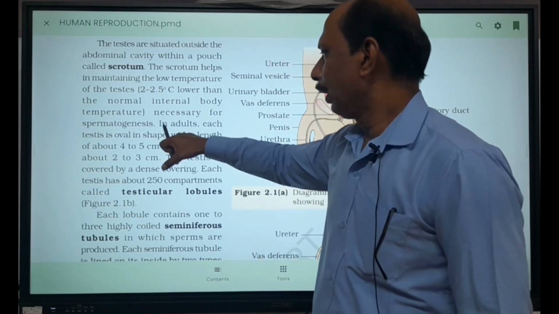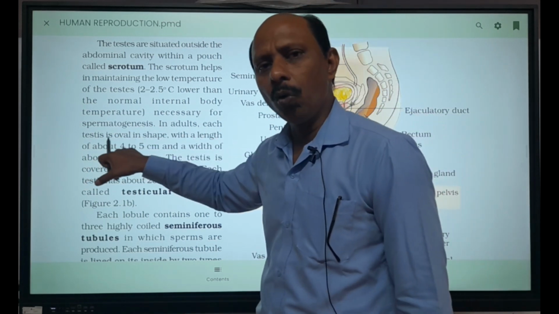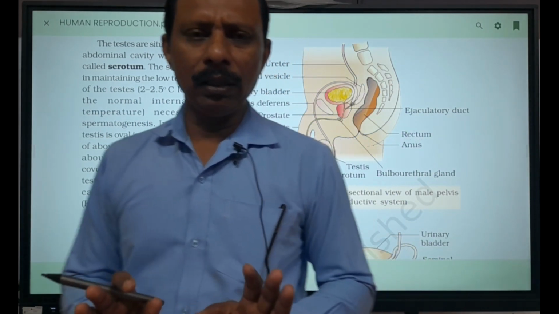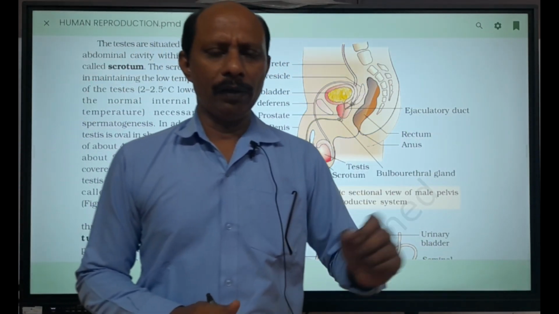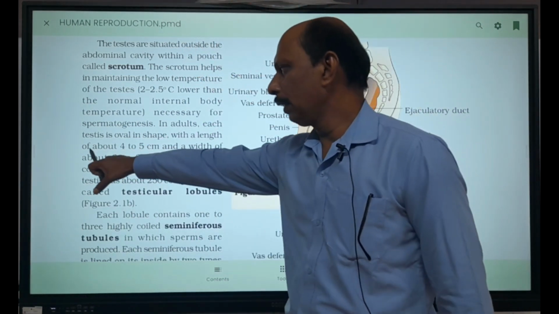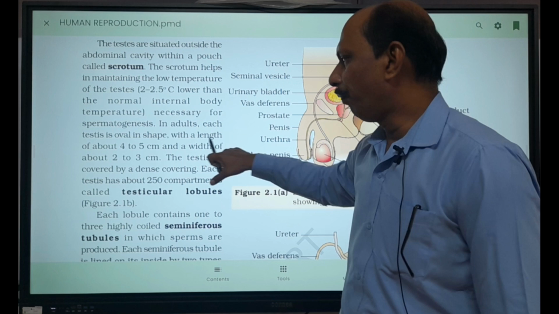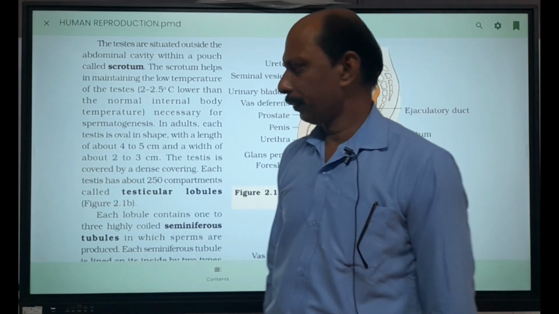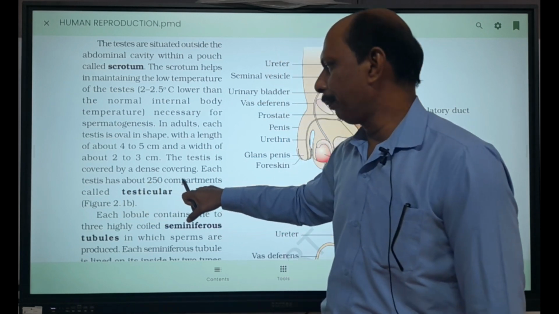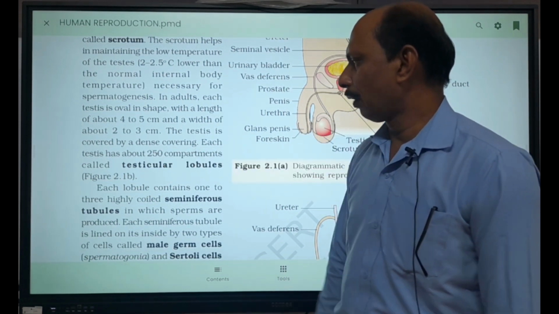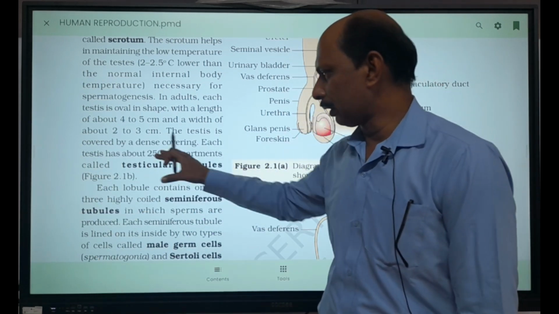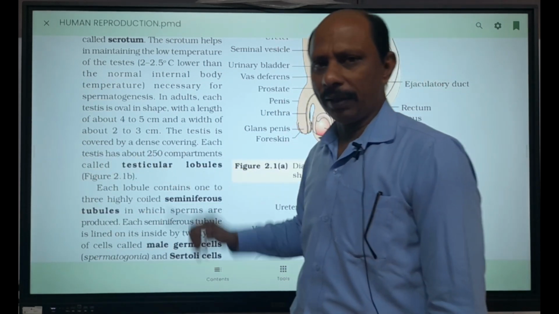In adults, each testis is oval in shape. You can easily remember it, 2 3 4 5: a length of about 4 to 5 centimeter and a width of about 2 to 3 centimeter. The testis is covered by a dense fibrous connective tissue, a dense covering, but it is not given very well here. I will tell you right after this reading.